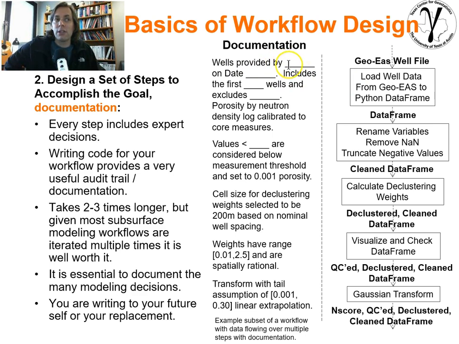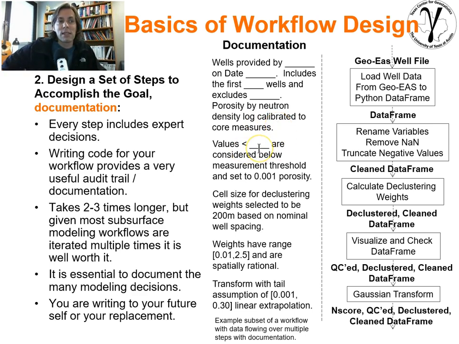What is some of the important information? Well, who provided you with the well data? When did you receive it? What does it include? What does it not include? Maybe there's some information about the data that goes further. The porosity was from neutron density well log, calibrated to core measurements. It was set to a very low porosity value within this fraction of shale region. There's so many decisions that go into the data. These should be documented so we understand them.